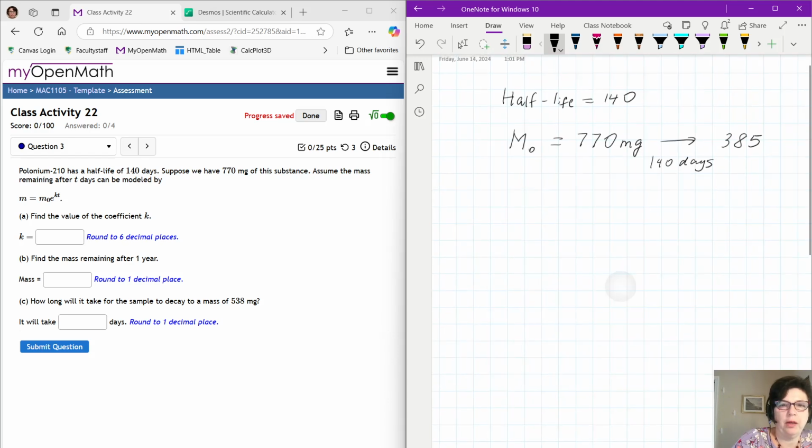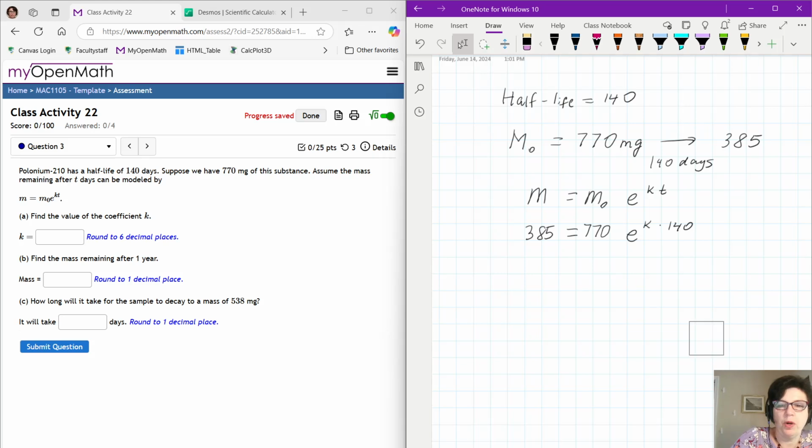So we got mass M equal to M0 multiplied by e to the power KT. That's the formula. We know that the original mass was 770, and we know the new one is half of the original one, which is 385. We also know the number of days, so that could be substituted into T. And we need to solve it for the growth constant.